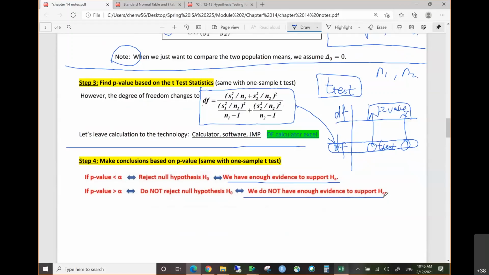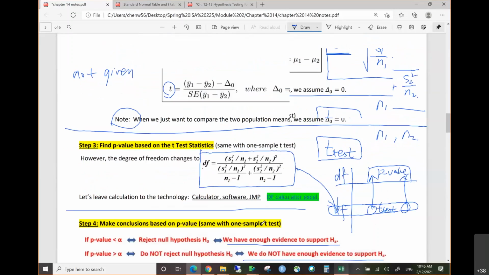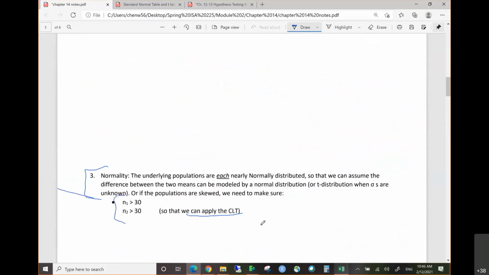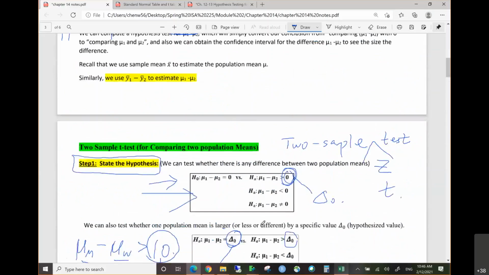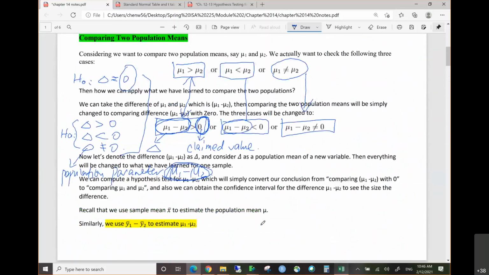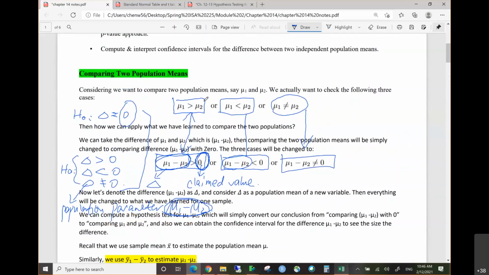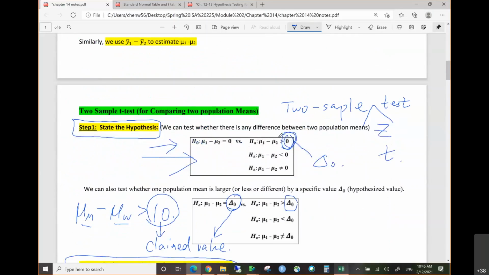Exactly the same. So now let's review a little bit for the hypothesis test. We say the idea is the same, the idea is very similar. We just convert our idea to a similar hypothesis so that we have a similar format of what we learned before.